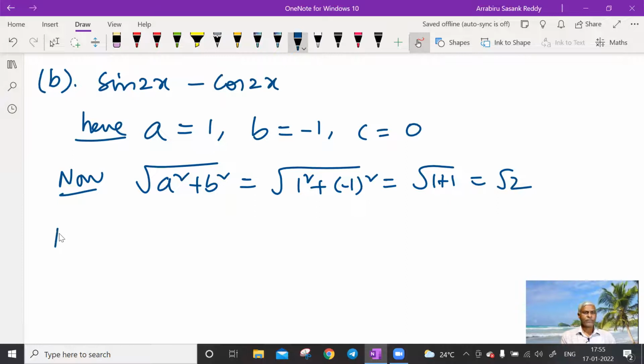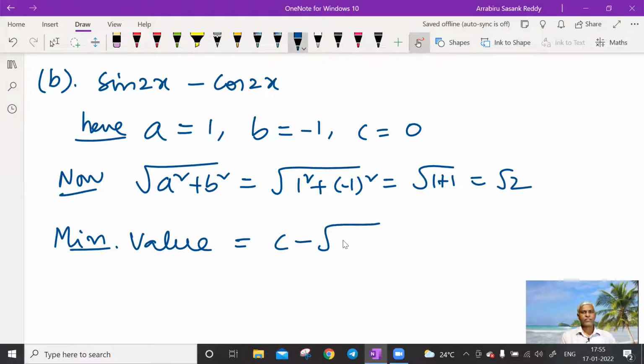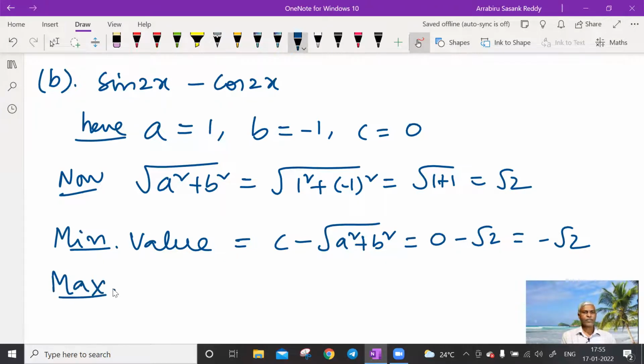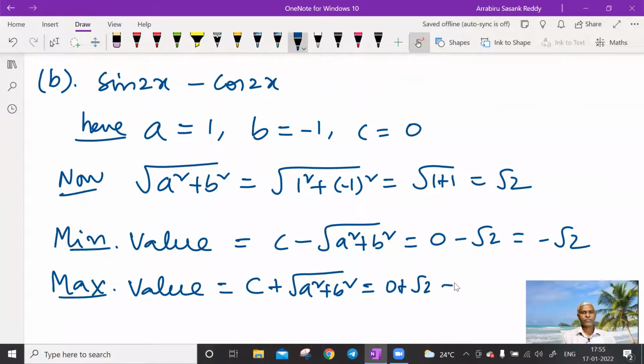Now the minimum value is c minus under root a square plus b square, that is c value 0, so 0 minus root 2, that is minus root 2. And the maximum value is c plus under root a square plus b square, that is 0 plus root 2, root 2.